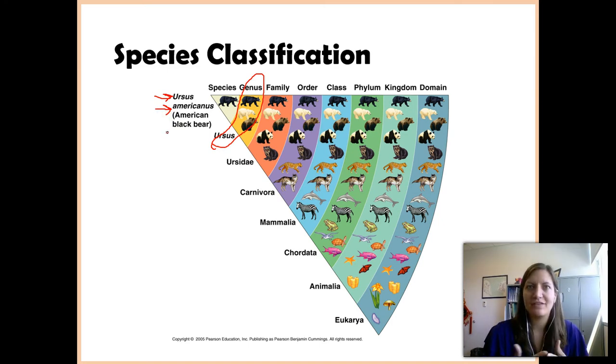I can also say the species name is Ursus americanus. Just know americanus is species, Ursus is genus. You put them together to create that species name. And this Ursus americanus is recognized everywhere around the world. This Latin name is used everywhere. This classification is used everywhere.